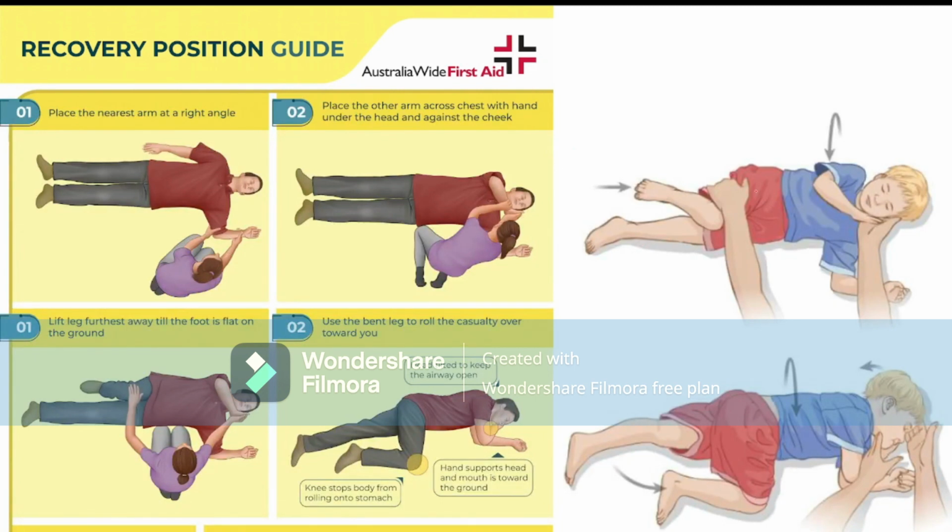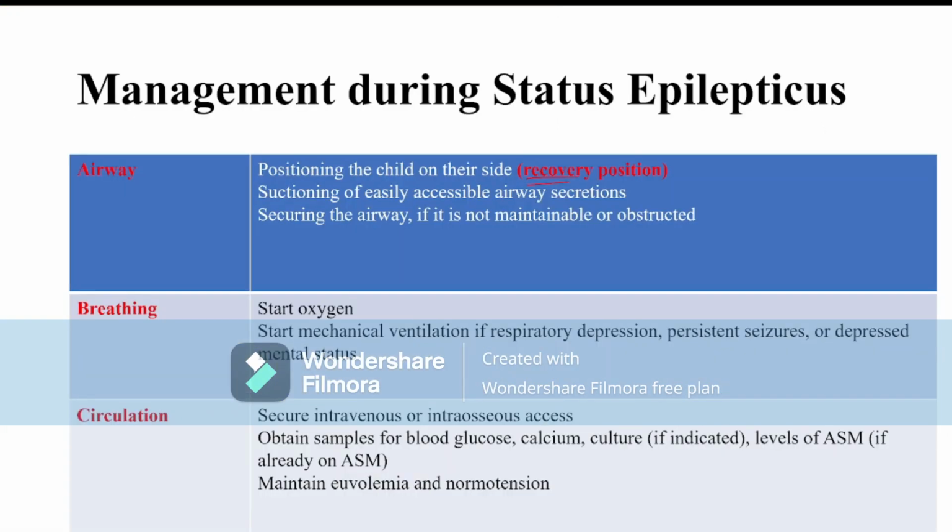Put one hand of the patient under the cheek, put one leg in flexed position, and roll the patient over to the other side. This is the recovery position. You have to put the patient in recovery position when the patient comes to you in a case of status epilepticus, and see whether the airway is patent or not. If there is secretion in the airway, then secure the airway and do suction to keep the airway clean. Give oxygen as early as possible.